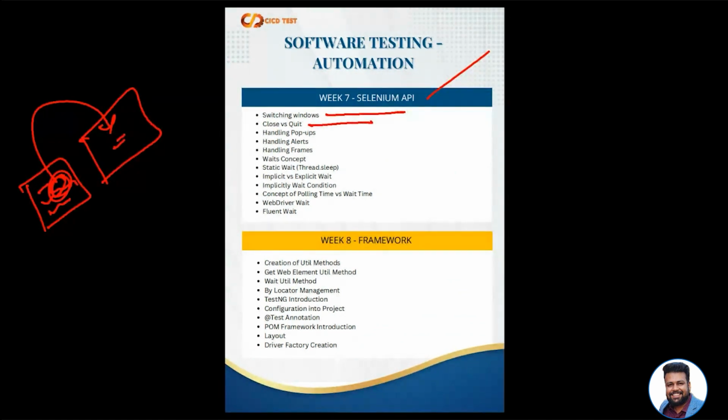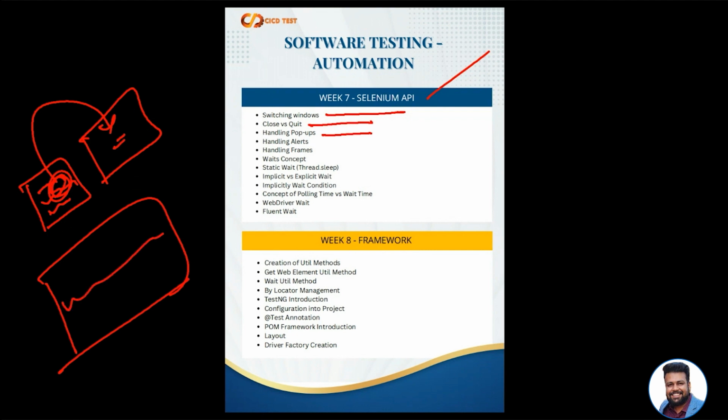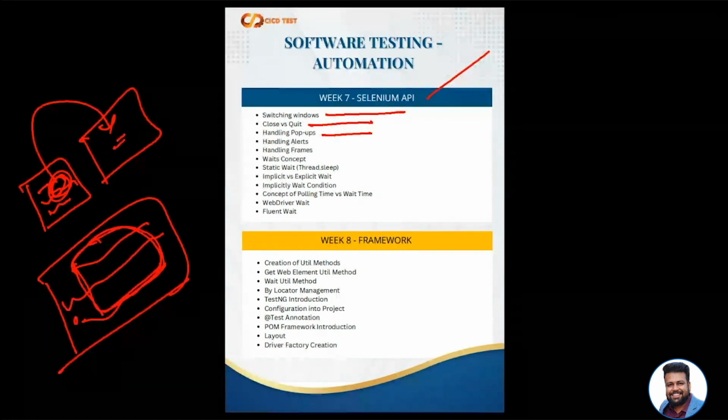What is the difference between close and quit? There is one method in Selenium which is close, and there is another method which is quit. What is the difference and when to use which, right? Handling pop-ups. Your automation is working on this screen. Now there is a pop-up on this screen, but the pointer is here. You have to take the pointer to the pop-up. So how to switch to the pop-up, right? Similar is the case with alerts.